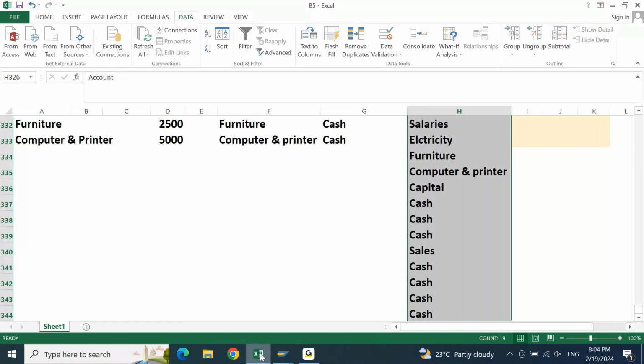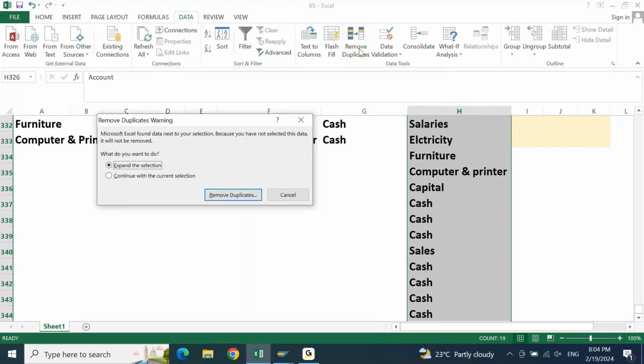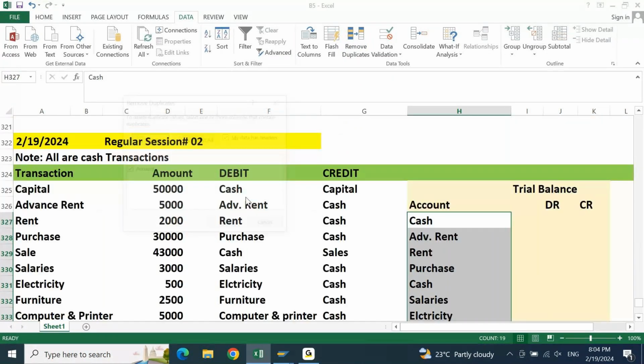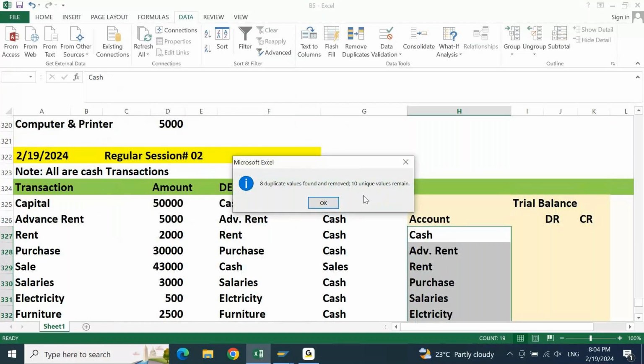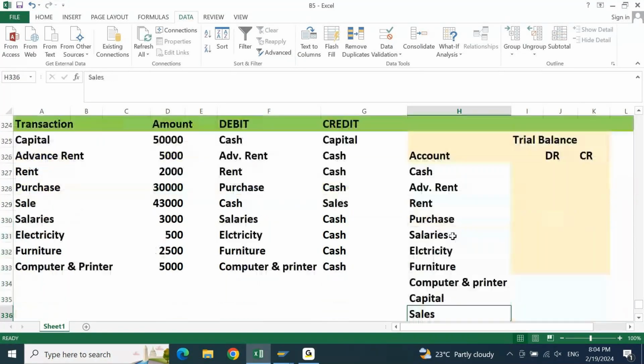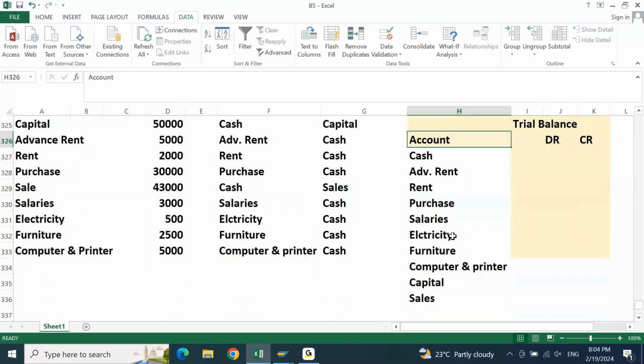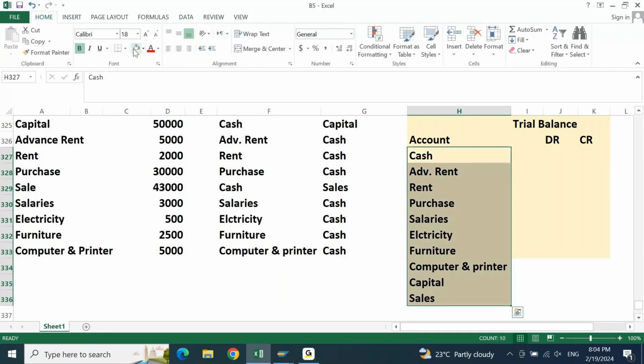What I will do, I will select all the accounts here. You will find an option called Remove Duplicates here. Click on this Remove Duplicates. I will continue with the current selection. Click on Remove Duplicates on the account column. It is telling 8 duplicate values found and removed, 10 unique values remain. Now here if you see, cash is no longer appearing multiple times. Earlier cash was appearing so many times. Now it is not, because the duplicate records have been deleted.